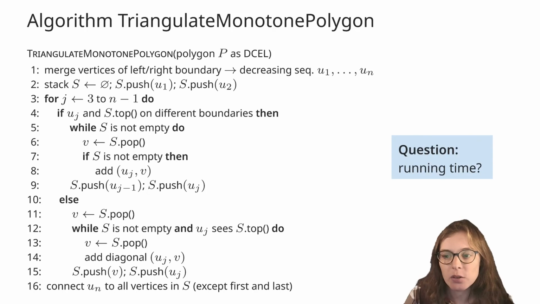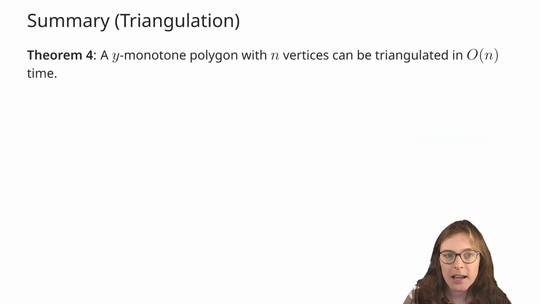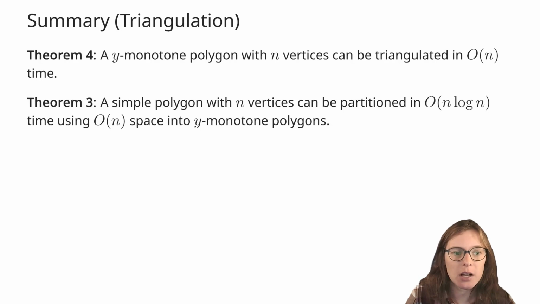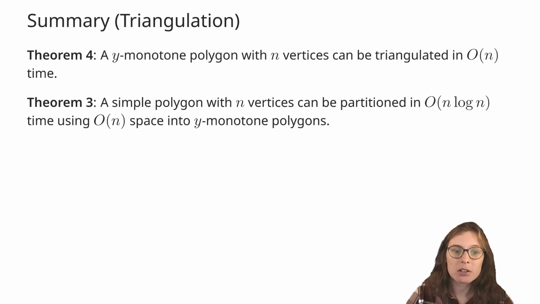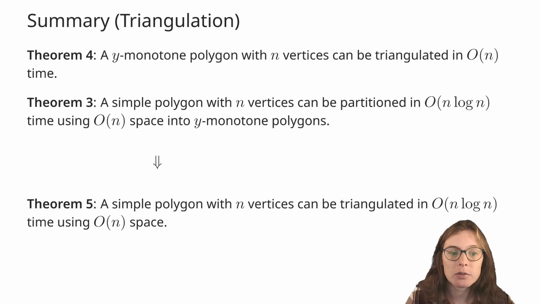So now question, what is its running time? The running time of the algorithm to triangulate a y-monotone polygon is indeed linear. Now we can join this result with the previous theorem that any simple polygon with n vertices can be partitioned in y-monotone polygons in n log n time using linear space. We can combine these two results into the following theorem. A simple polygon with n vertices can be triangulated in big O of n log n time using linear space.